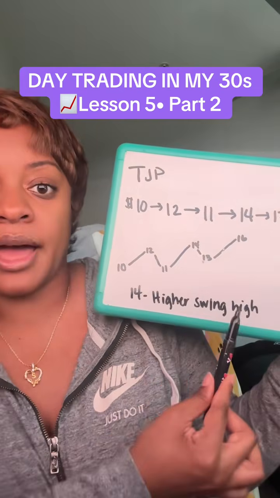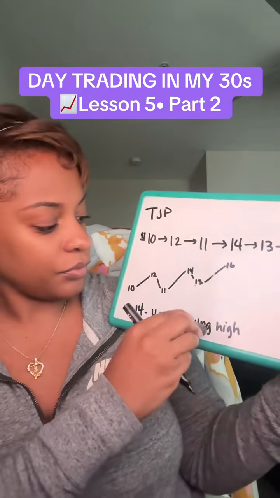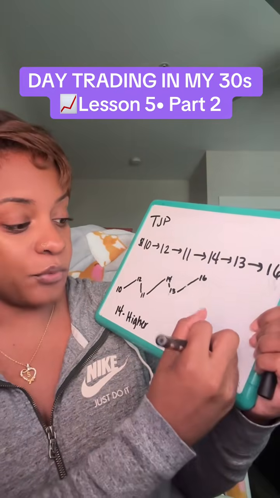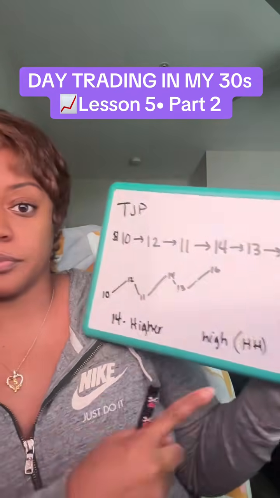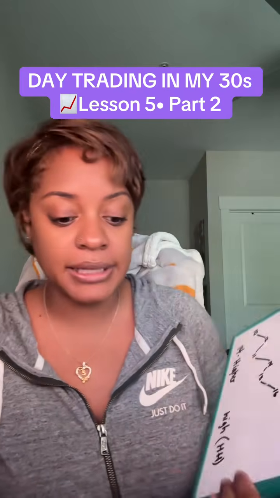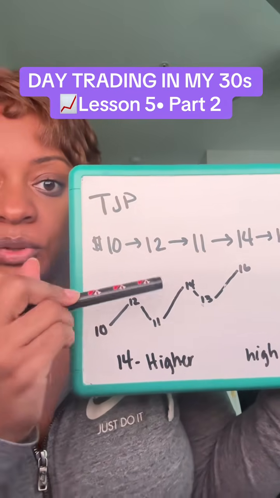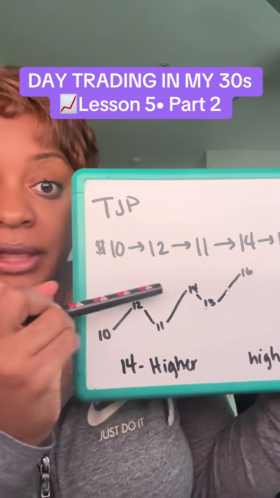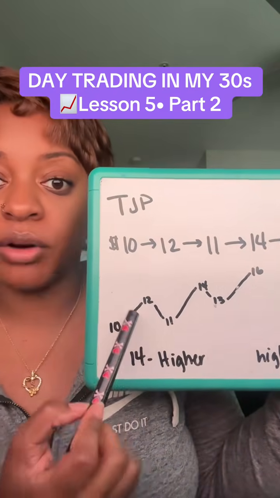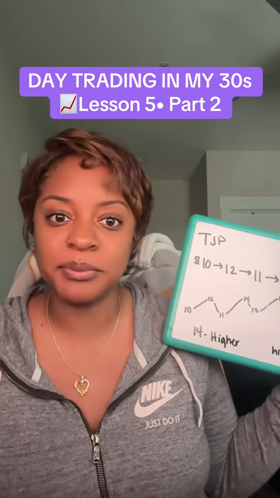So we have a higher swing high. But instead of calling it a higher swing high, we slash out the swing and we just call it a higher high, or abbreviate it as HH. A higher high is simply if a new high is higher than the previous high. So the first swing high was a 12, and then we went here and we found another swing high, and that was local to the 12 because it was the next swing high. But 14 is greater than 12, which makes it a higher high. All right. Simple.